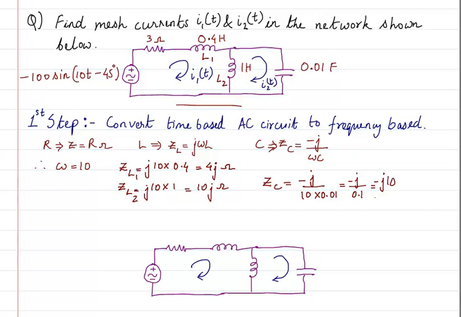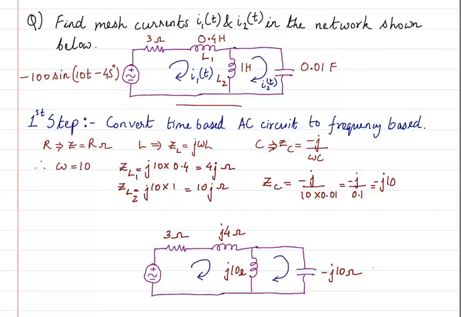So ZC is minus j10, ZL1 is 4j and ZL2 is 10j. So that we are going to write here. There is no change in the resistor, so that is 3 ohm. This inductor 0.4 becomes j4 ohms. Similarly, this one becomes j10 ohms and this one becomes minus j10 ohms.